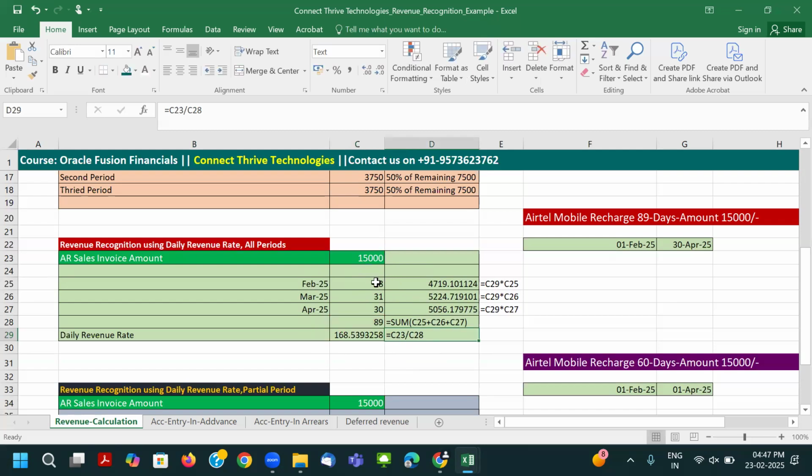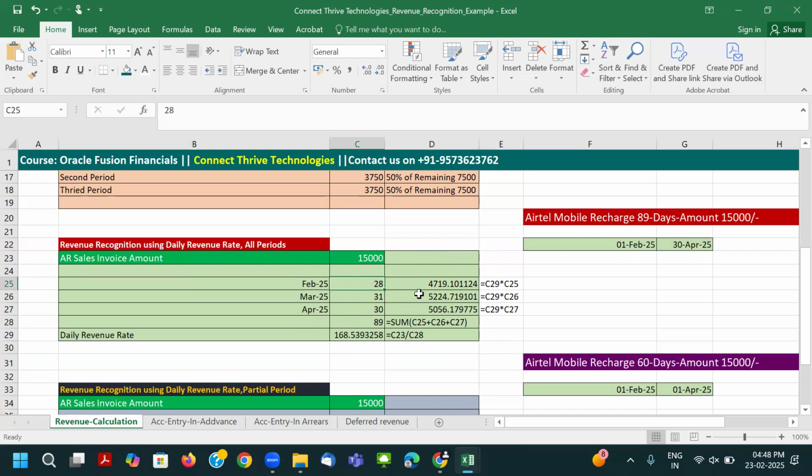Now let's see one by one how this amount is calculated. If you double click on this, 28 days into the per day amount is equal to this amount, which the system generates for the February month. The same for March: the number of days is 31 for March and the day wise revenue rate gives this amount, 5224 something. April also the same: 30 into the per day revenue rate gives this amount. So based on the number of days in each month and the per day revenue rate, it will generate the invoice for each month. Based on the day wise rate, this 15,000 for 89 days it will calculate.